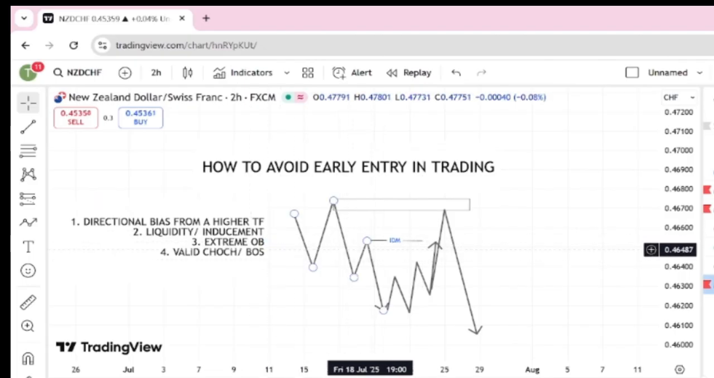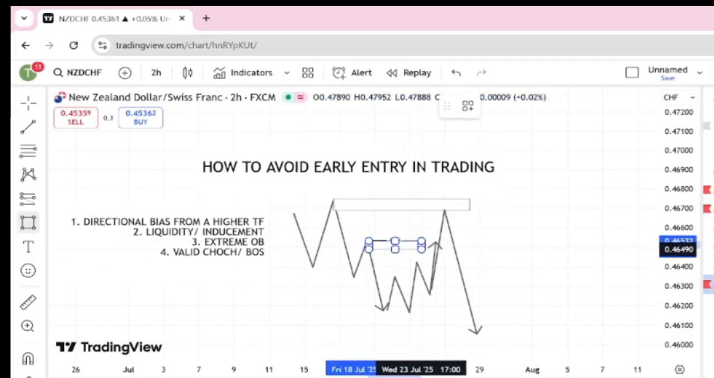If you look at this point, there is another block at this point. We have an order block at this point here. We have this order block here. And why didn't we trade from this order block? Because we know that this is an inducement zone.